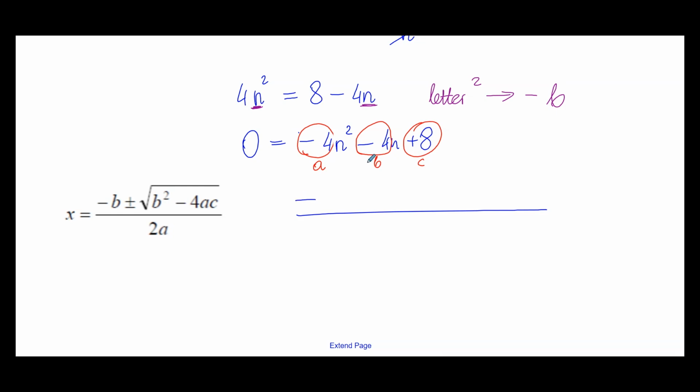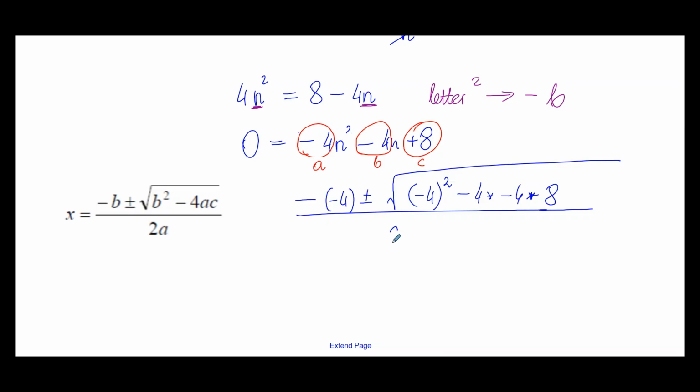So minus, the b value is minus 4, plus minus, then a square root, again value of b, which is minus 4 to the power of 2. Make sure that when you are putting it in the calculator, your b here is in bracket. Otherwise, you're going to get the wrong answer, the error. And then 2 multiplied by a, which is minus 4. And then we put that in our calculator, and we get 2 values of n.